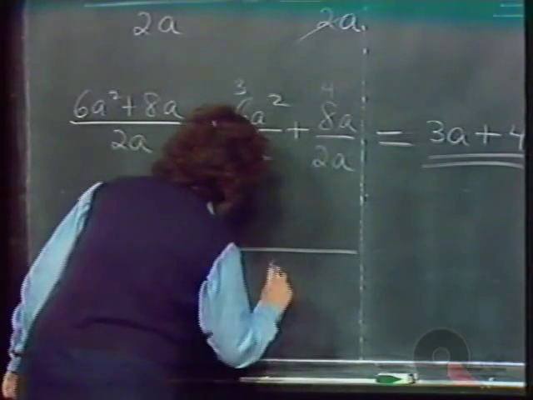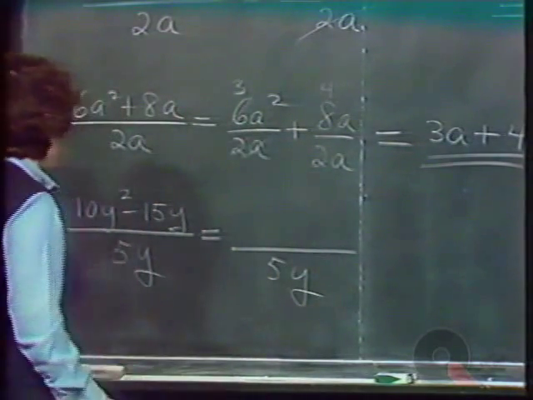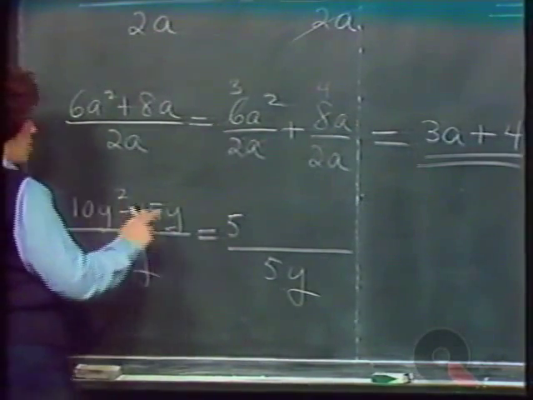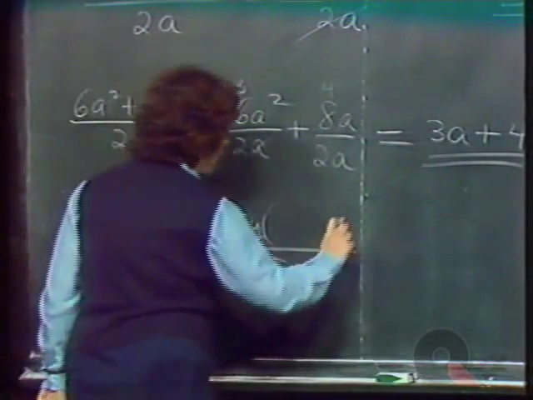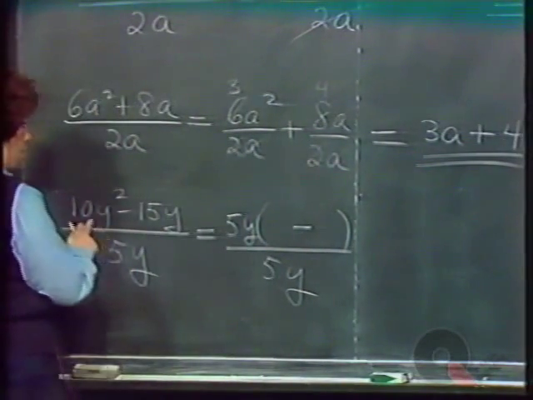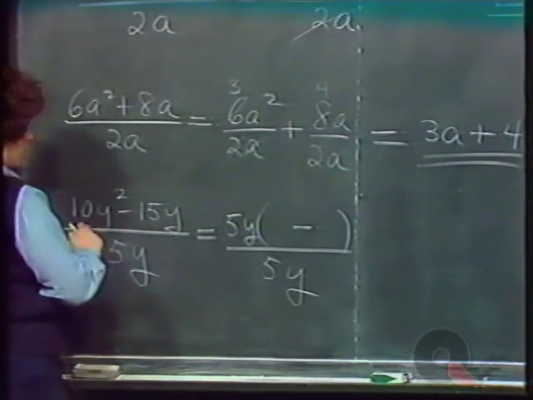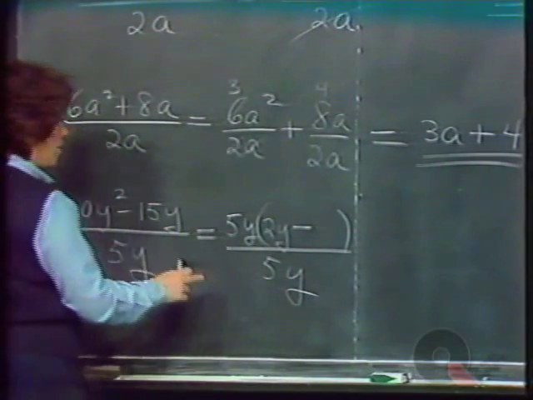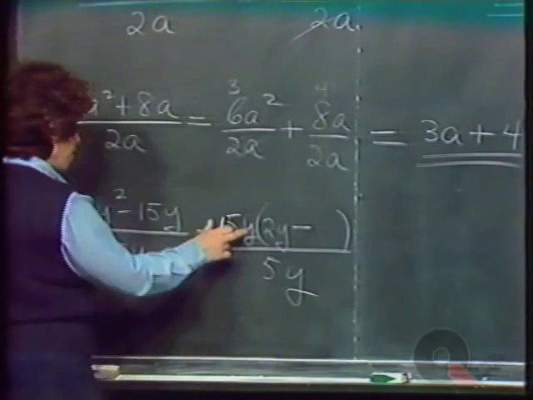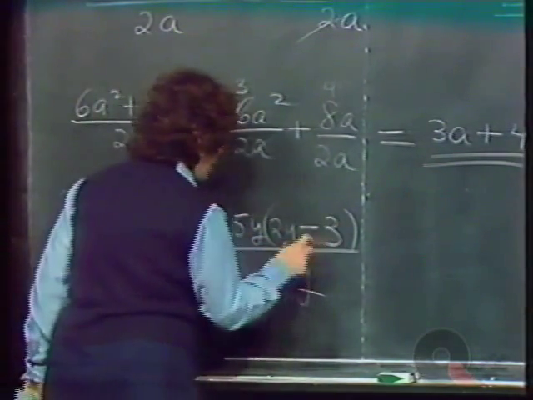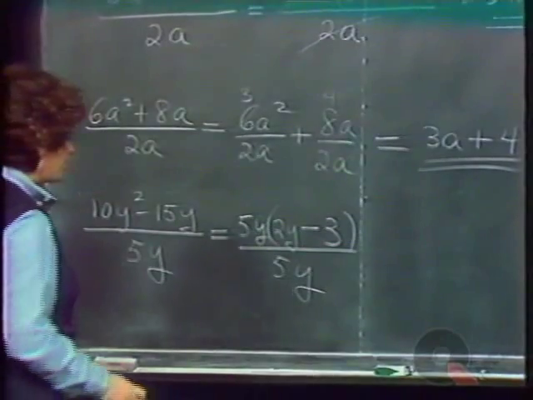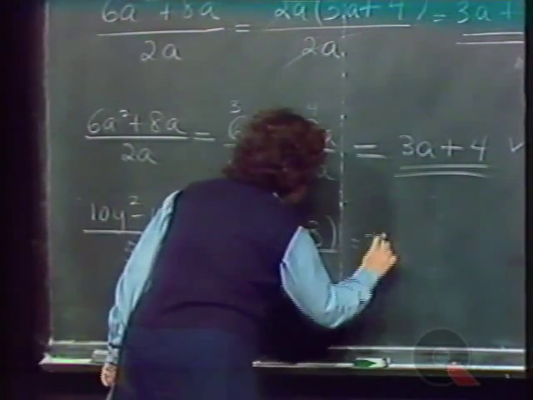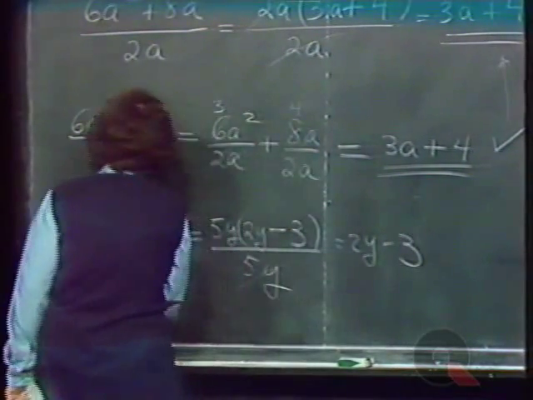The first idea of looking for the greatest common factor on top between the 10 and the 15, the most we can take out is a 5. Between the y squared and the y, we can take out a y. And that would leave us with, what do we have to multiply 5y by to get 10y squared? That's 2y. That gives us the 10y squared. Now, take away, what do you have to multiply 5y by to get 15y? And the answer is 3. So then we could divide numerator and denominator by 5y. So we get 2y minus 3 as our answer.